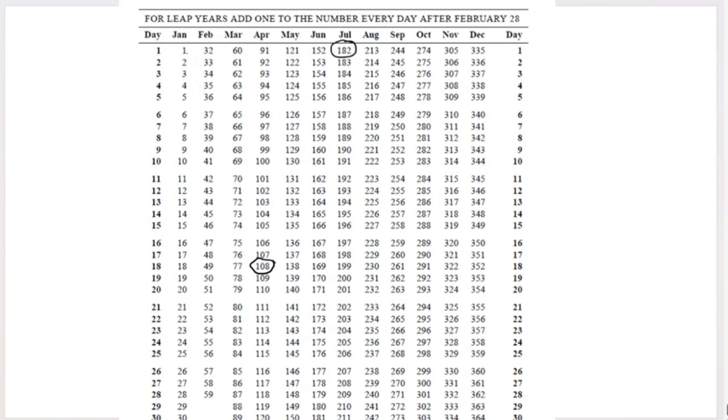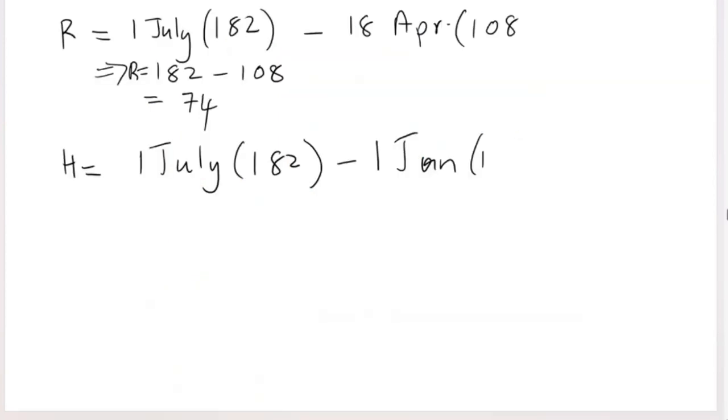Okay, so now you've got 1 there. First day, and then January is 1. So this is going to be 182 minus 1, which is going to be equal to 181. Okay, so now you've got that, and then you are going to get your N. Those are the values that you need.